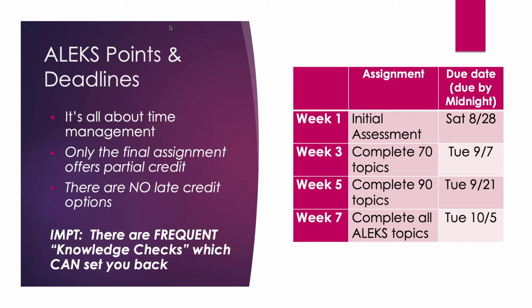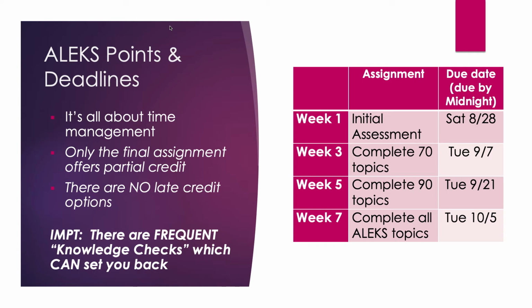But in week 7, Tuesday, October 5th, you want to have completed all 120 ALEKS topics. If you haven't completed all topics, we do give you proportional partial credit for the work you have completed, the number of topics you've either mastered or learned.